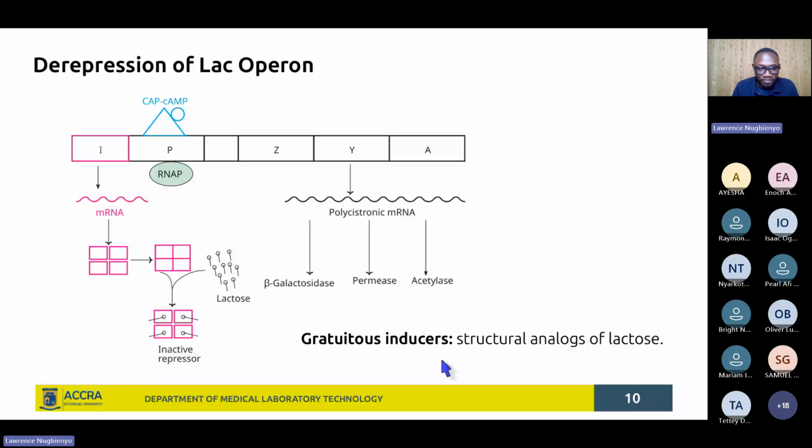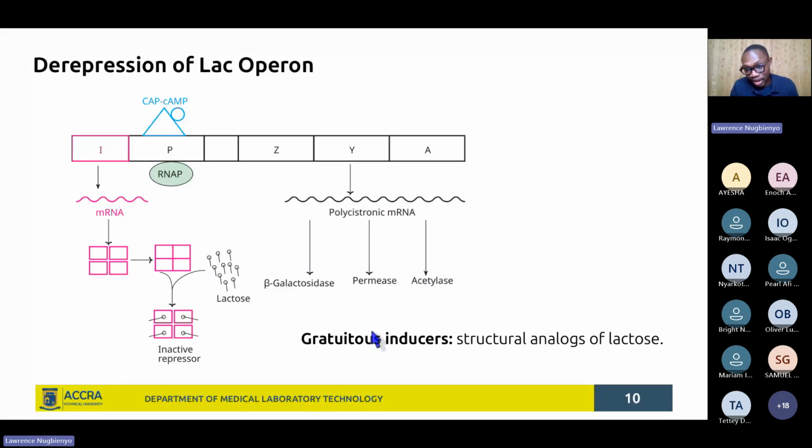Because it's not lactose, obviously there's not going to be a continuation of the process into the production of this polycistronic messenger RNA that will result in the production of the enzymes to break down the inducer. If it was the inducer itself, the proteins will be produced, and if the proteins are produced, they will consume the inducer and the process will end.